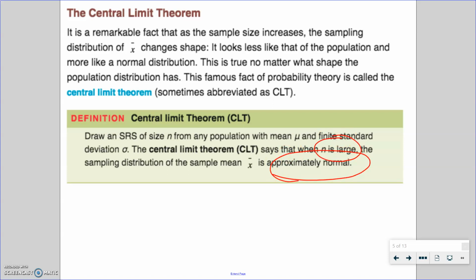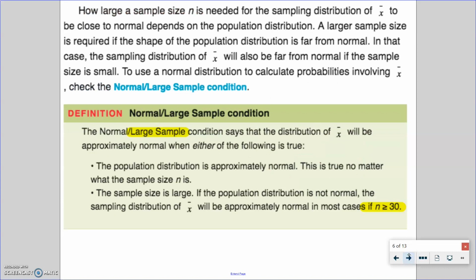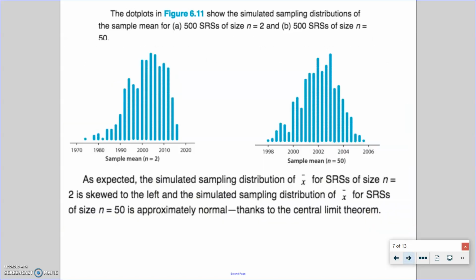Now, here's the problem with that. What does large mean? Some people think 10 is large. Some people think, well, large would be like 1,000. So what's the rule? Statisticians came up with a more formalized rule that says if the sample size for a sampling distribution of a sample mean is greater than or equal to 30, even if it doesn't 100% look like it's a normal curve or anything like that, we can still use normal CDF. It is allowed. So let's do an example problem so I can show you what I mean.